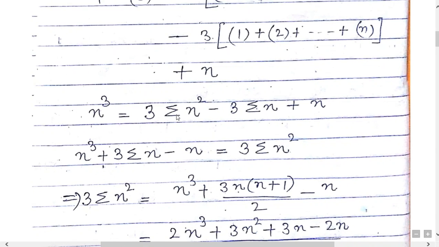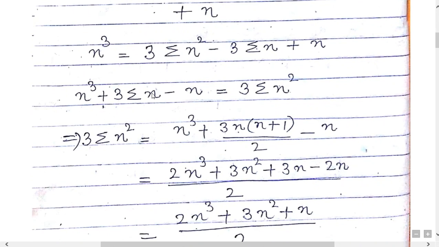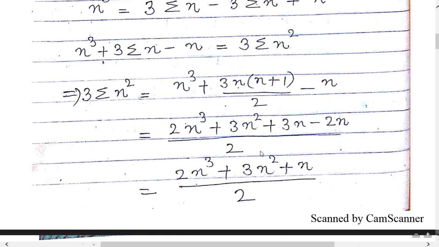You have to find the value of sigma n square. Keep sigma n square on one side and shift all other terms to the other side. n cube plus 3 sigma n minus n is equal to 3 sigma n square. Basically, we have to find the value of sigma n square, that's why you keep this term on one side. Now insert the value of sigma n, it's n into (n plus 1) divided by 2. Then take LCM, and after taking LCM, you will find the term is 2n cube plus 3n square plus n.